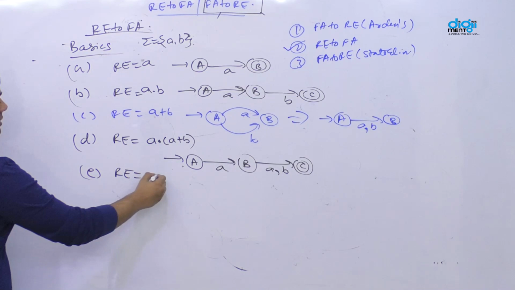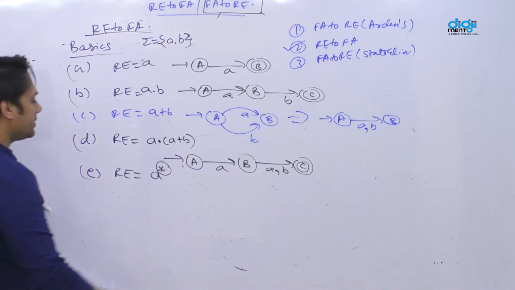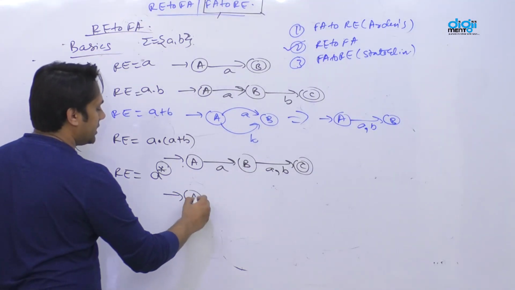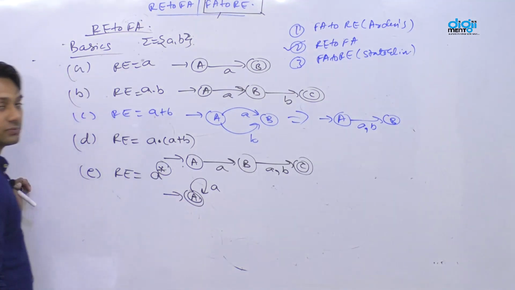Then we have the regular expression A star. Whenever you have a star, to represent a star you are going to use a loop. So to represent star, I'm going to use some kind of a loop. That means I can represent it this way. This is the initial state A, I can represent this A with a loop, and this is your final state. Okay.